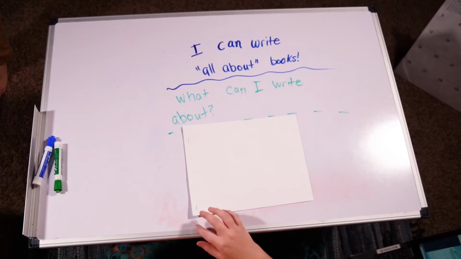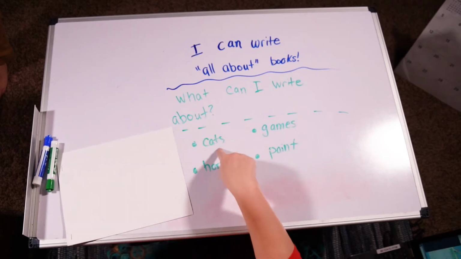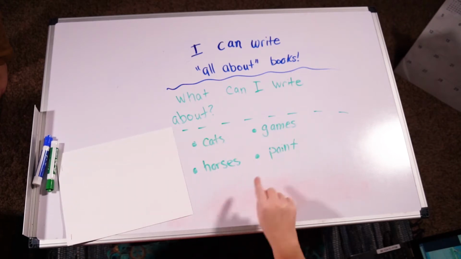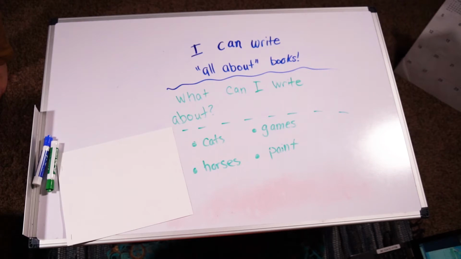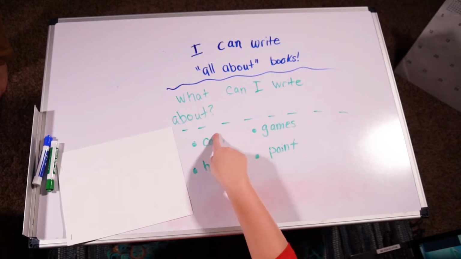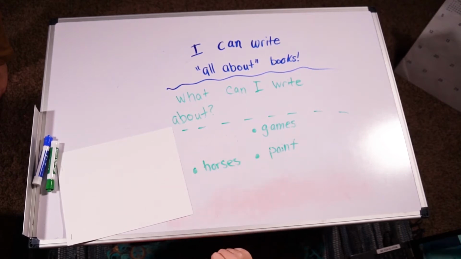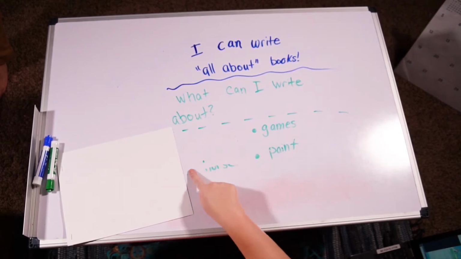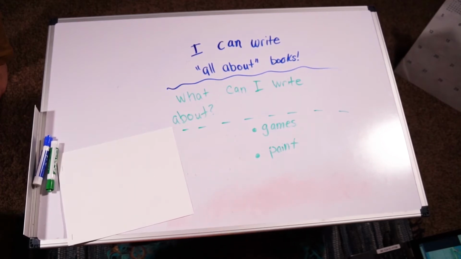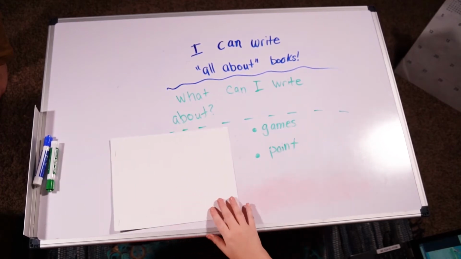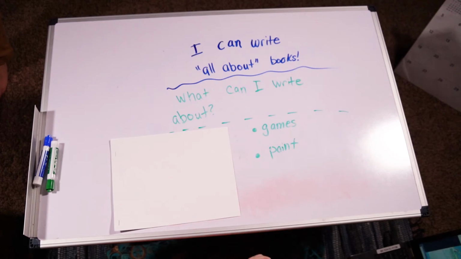Here's some of the things that Miss Day thought she could write about. Cats, horses, games, and paint. Oh, but I see a couple of topics on here that I have already written about. I've already written a book about cats, so I'm going to take that off my list. And I just wrote a book about horses, so I'm going to take that off of my list. So I just have it down to two that I need to pick between. So I would like for you to pause the video and make a list of some things that you think you can write about.